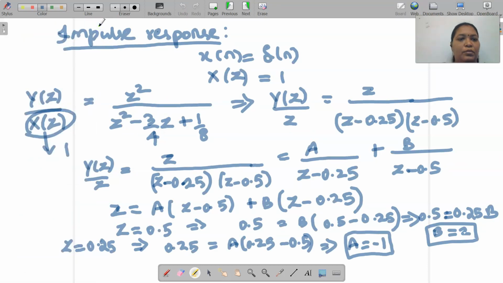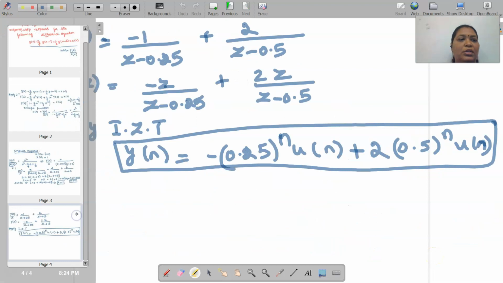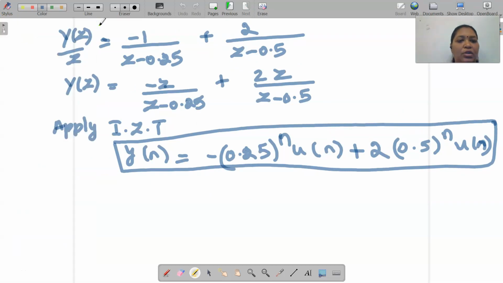So here the only thing you have to remember is that you have to take one z to the left hand side before applying the partial fraction, and you have determined A value as minus 1, B value as 2. And once you have done that, substitute in the given equation, find out the inverse Z transformation.